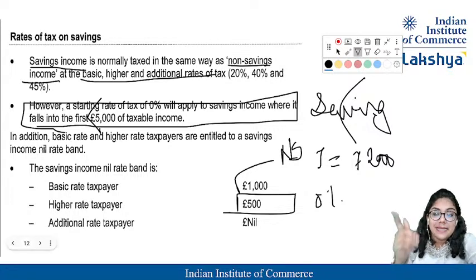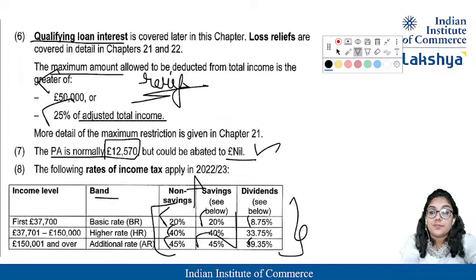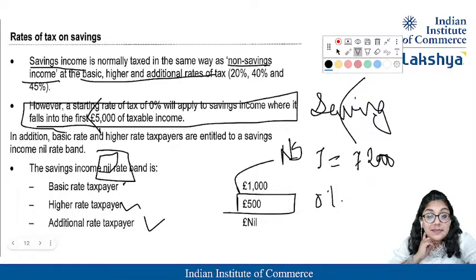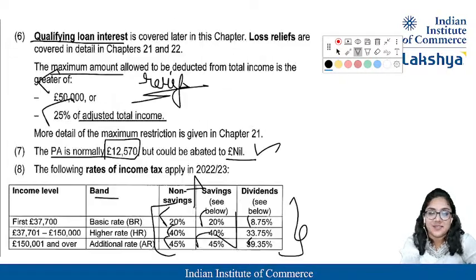If it is going ahead like a basic tax rate payer, then there's a rates change also. If you check, initially 20, 40 and 45. But there is a nil rate, at the rate of what? For a basic taxpayer 1,000 nil rate, higher taxpayer 500 nil rate, and additional 0. You read this, you solve the questions, things will be very clear.